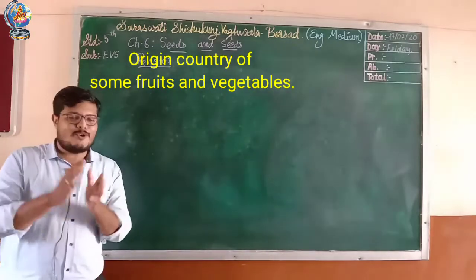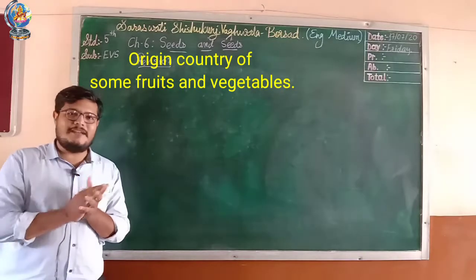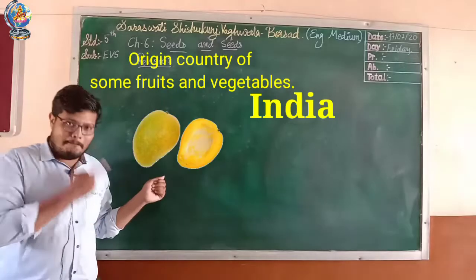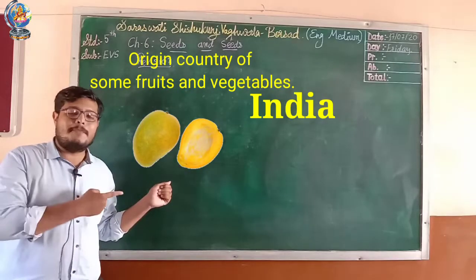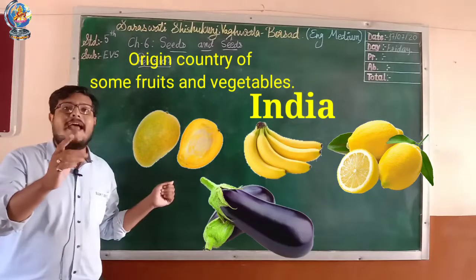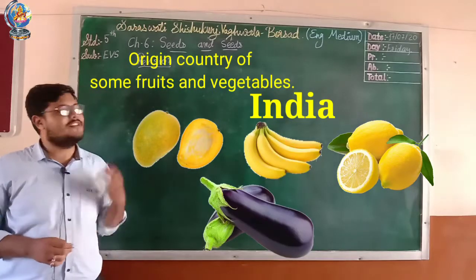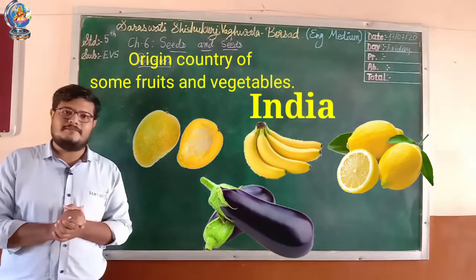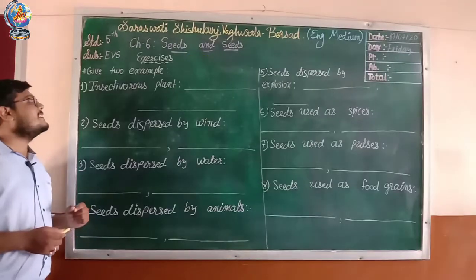Africa, right? I told you about fruits and vegetables which are basically from India. Do you remember? Let's take a look here. Mango, second one banana, third one lemon, fourth one eggplant, that means brinjal. So these are fruits and vegetables which are originally from India. Okay, so let's move towards the exercise.